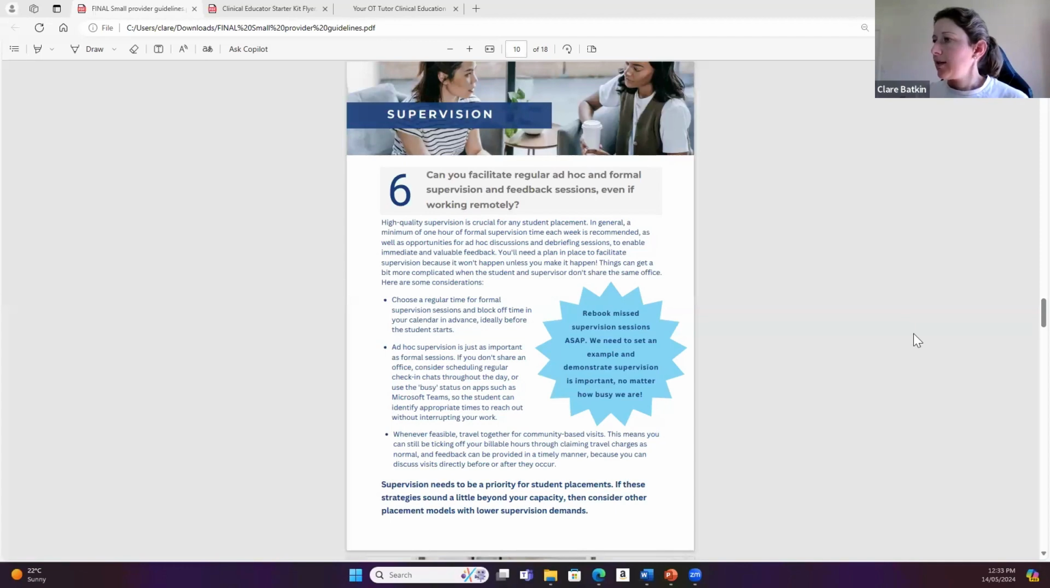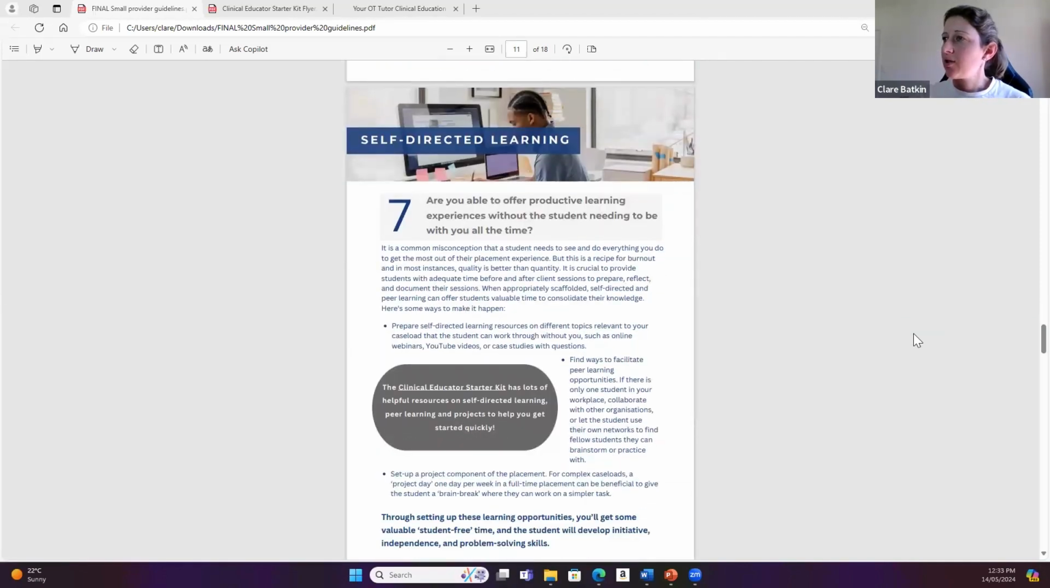And we'll go to the next section, which is all about self-directed learning. Are you able to offer productive learning experiences without the student needing to be with you all the time?